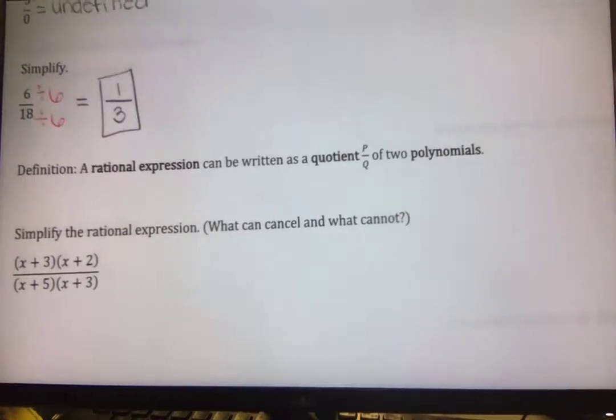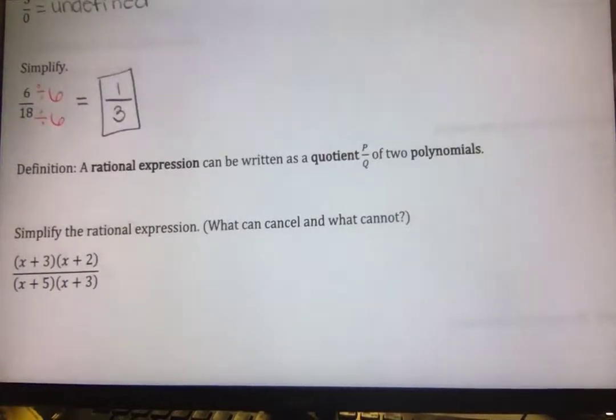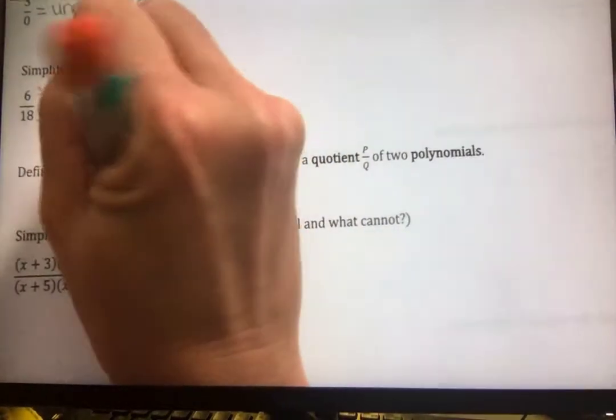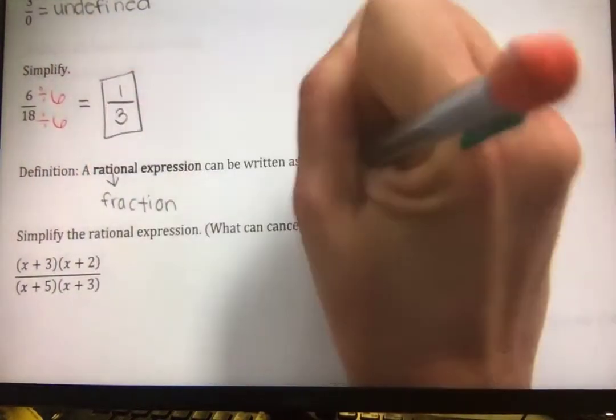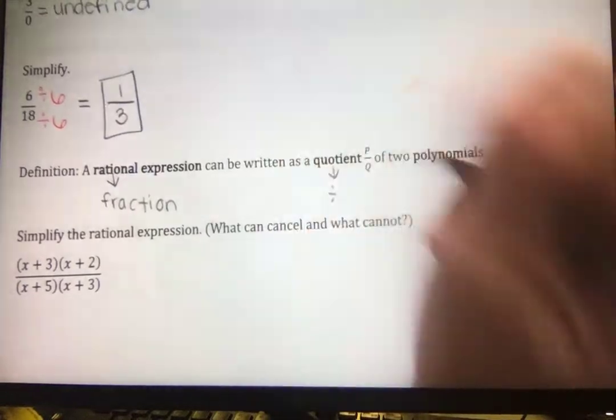So a rational expression can be written as the quotient of p divided by q of two polynomials. So the big thing here is a rational expression, a fraction, is the quotient, which means divide.